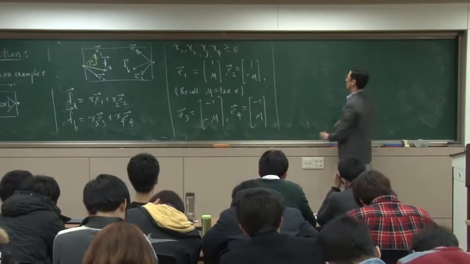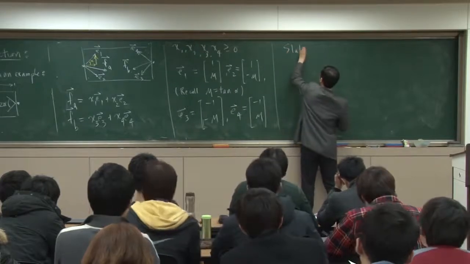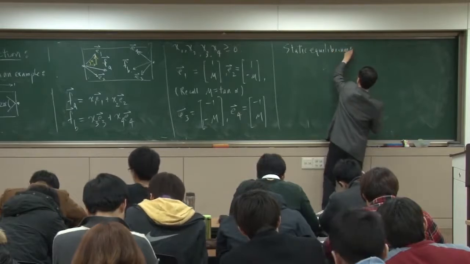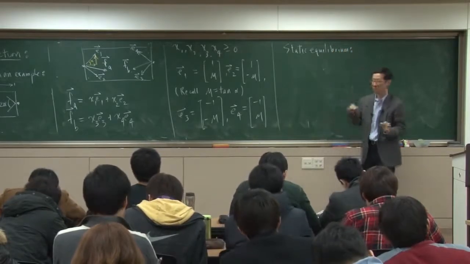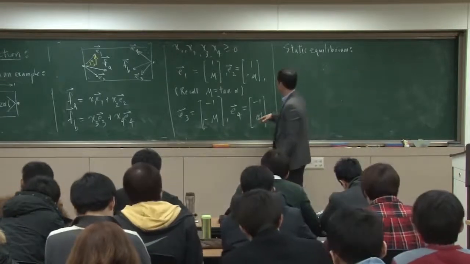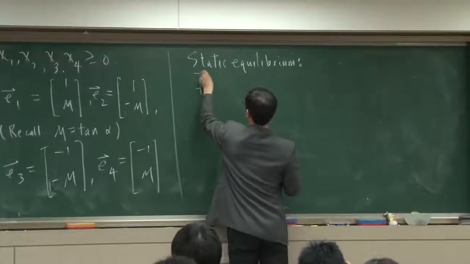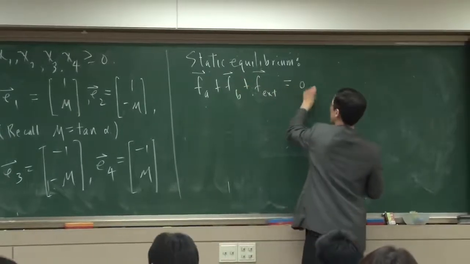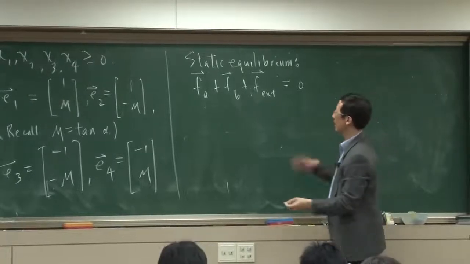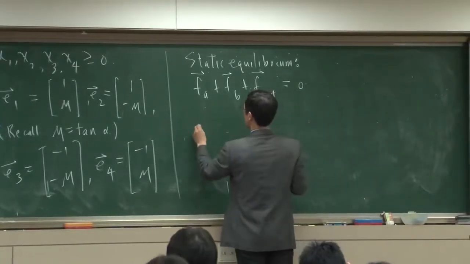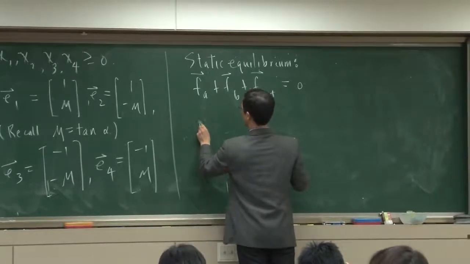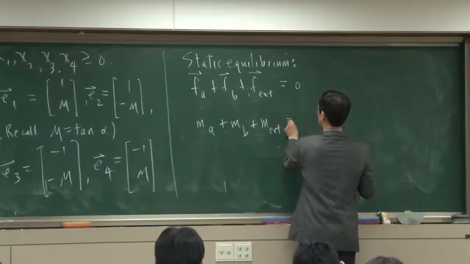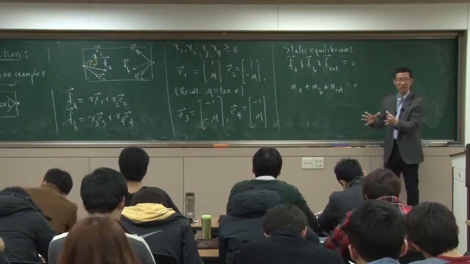Static equilibrium next. The sum of the forces equals 0 and the sum of the moments equals 0. So FA plus FB plus F external equals 0. And for the moments, MA plus MB plus M external equals 0. This is a scalar equation because this is a planar problem.